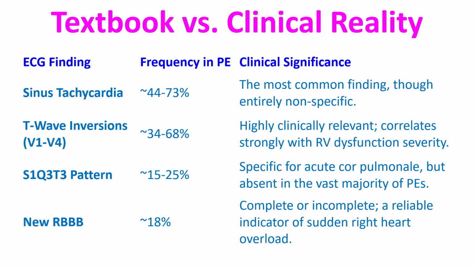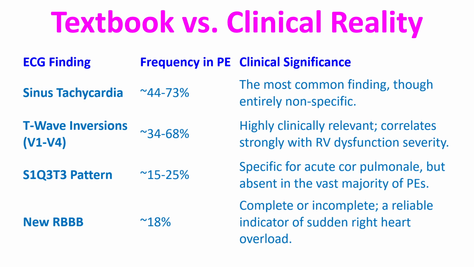Sinus tachycardia is present in 44 to 73%. It's the most common finding, though entirely non-specific. T inversion in V1 to V4 can be seen in 34 to 68%. Highly clinically relevant, correlates strongly with RV dysfunction severity.